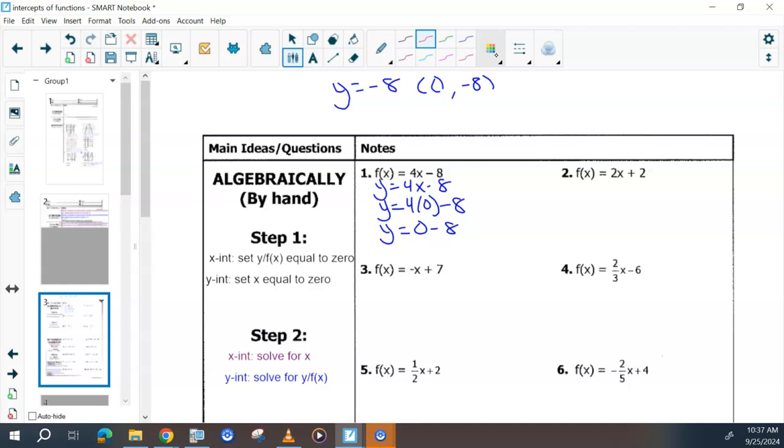Okay, so now it's going to get a little different. Now I'm going to solve for x and I'm going to put 0 in for y, so I'm going to rewrite this. But where y is, I'm going to put 0 instead. And I'm going to solve this for x. How would I do that?